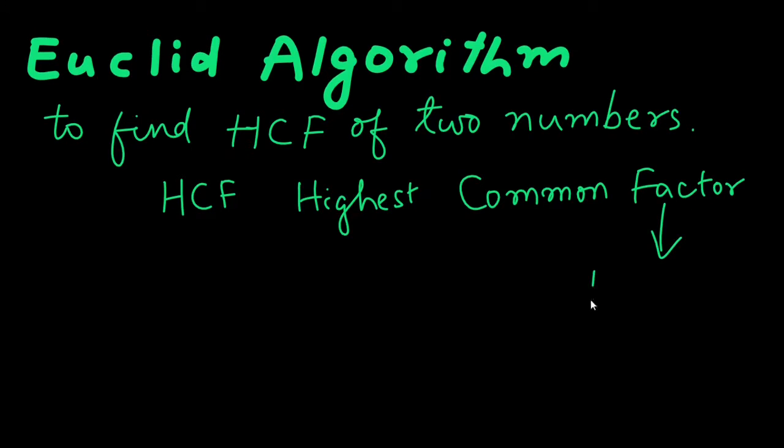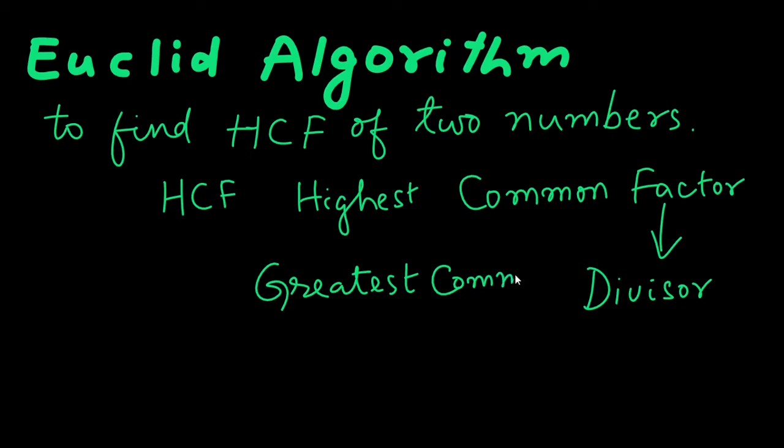Factor is also called as divisor. So HCF, highest common factor, is also called as greatest common divisor, GCD. Taking any two numbers, the factor for both numbers is called a common factor. The highest of the common factors is called highest common factor.